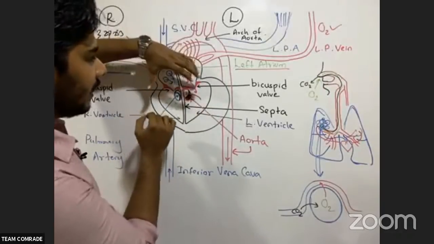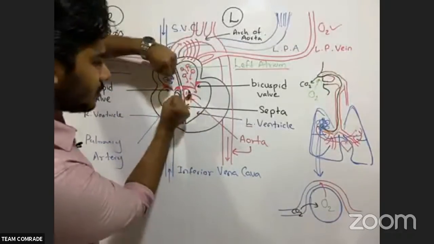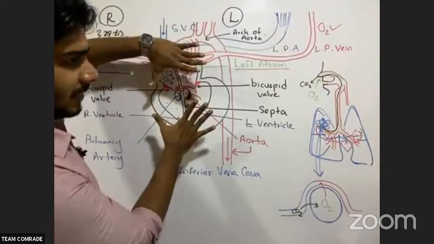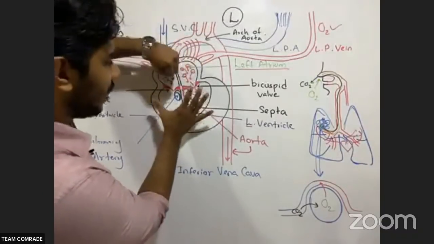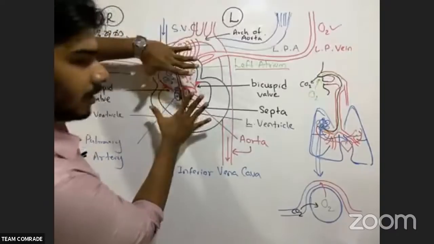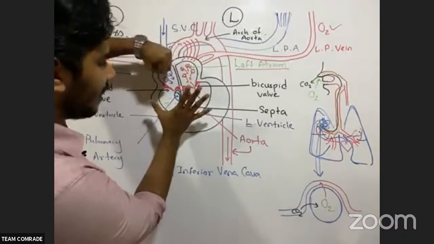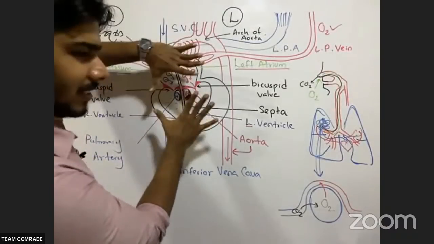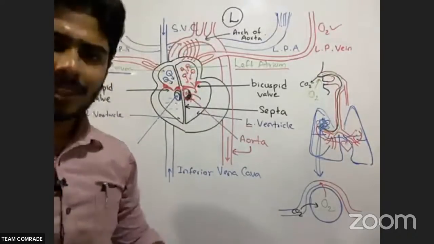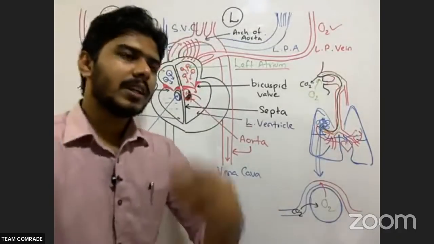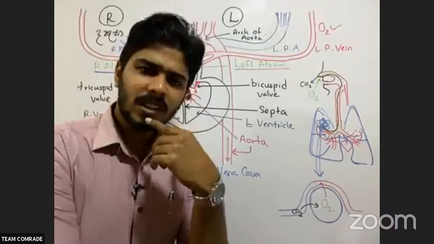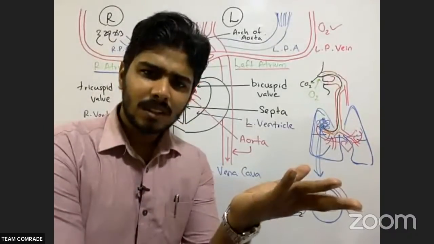So we call it atrial contraction, ventricular contraction, total relaxation. Atrial contraction, ventricular contraction, relaxation. Atrial contraction, ventricular contraction, relaxation. Like that only the heart is working. Now, does anyone know how the lub-dub sound is coming?